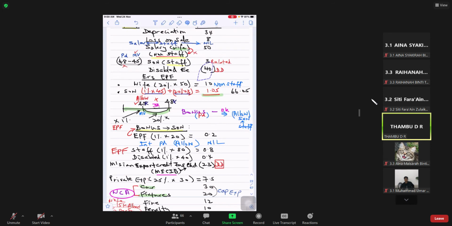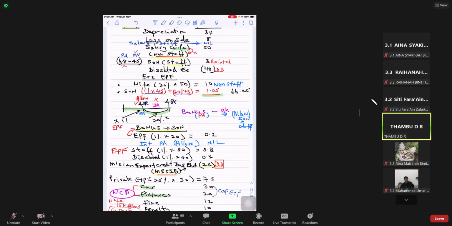Disabled employee, you paid 40,000 salary. EPF also 19. EPF, we don't give double. Add back 1. Malaysian export credit insurance, this one you give double. Okay, double.